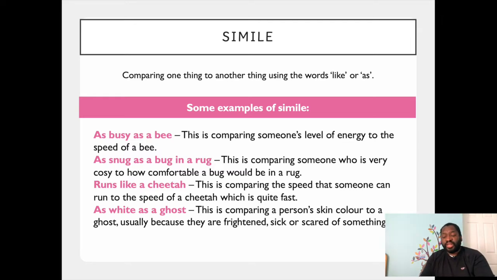They are normally used in poetry to give the reader a more descriptive or in-depth understanding of a particular object or a person. Here's an example of a simile. As busy as a bee. This is comparing someone's level of energy to the speed of a small bee. Runs like a cheetah. This is comparing the speed at which somebody is moving to that of a cheetah.